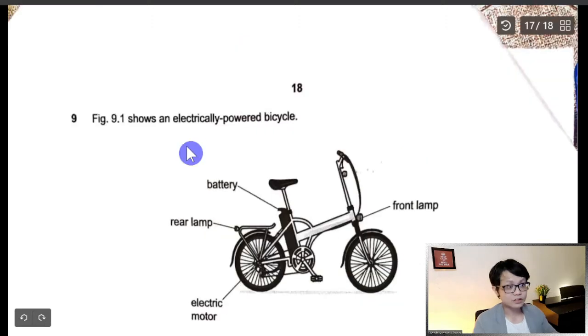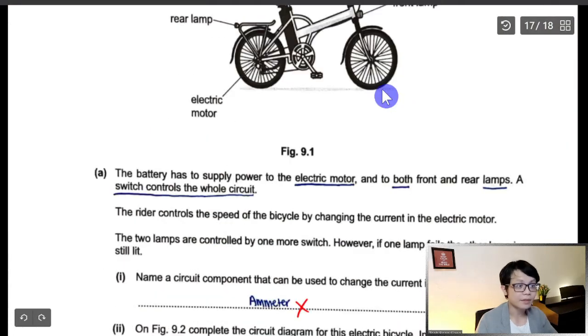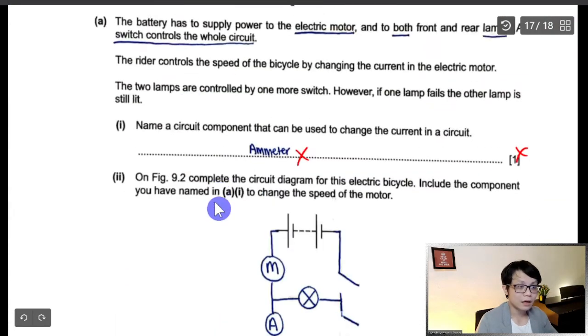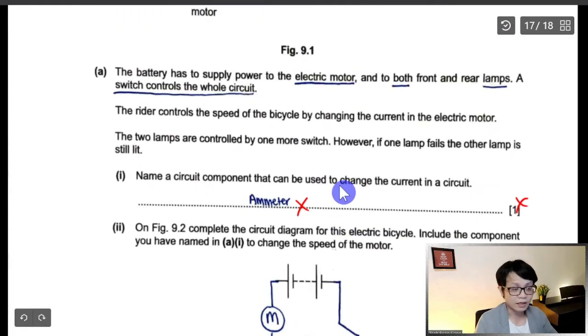Figure 9.1 shows an electric powered bicycle. So this is a bicycle. Okay, this is a complicated question, so let us read slowly. What you can do is, if you can pause the video and try to do it by yourself in order to get the most out of this lesson.